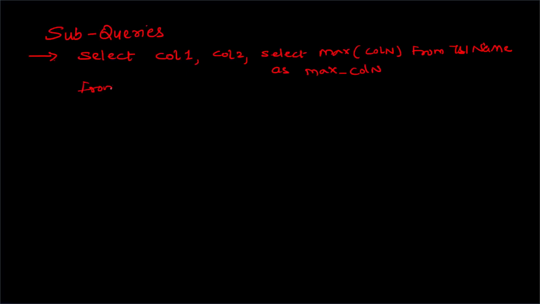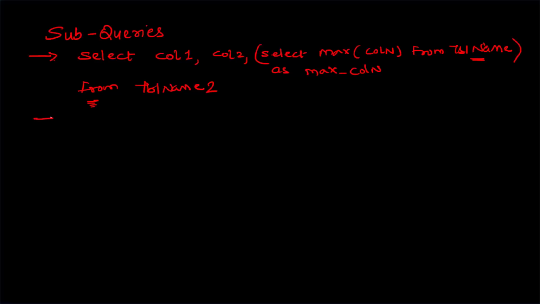From, and then again you can have a table name here. This need not be the same table as you have here, so I'll give another name, table name 2, and you can have other parts coming here. So here you see the query has been used as part of the select, and it is used as a column.